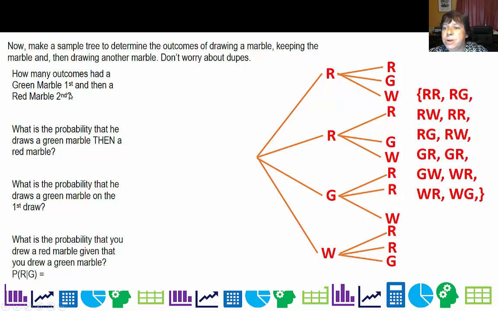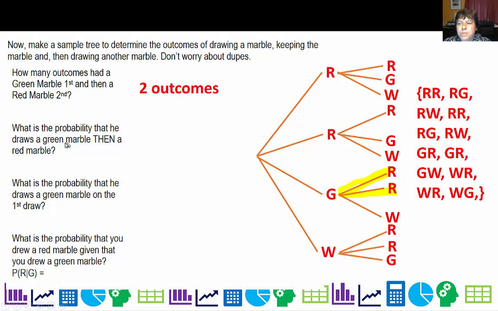So how many outcomes had a green marble first and then a red marble second? So let's look at green. You have green, red, green, red. 2 of them. All right, 2 outcomes. Now, what's the probability that he draws a green marble and then a red marble? Well, there are 2 outcomes here out of 12, so the probability of green then red is 2 out of 12, or 1 out of 6. Well, let's take a look at the individual probabilities.